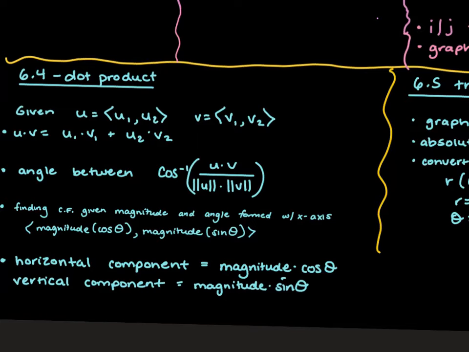And then if you're finding the component form given the magnitude and the angle formed with the x-axis, you do the magnitude times the cosine of theta, comma, the magnitude times the sine of theta. So you want that in not coordinate point form, but component form.